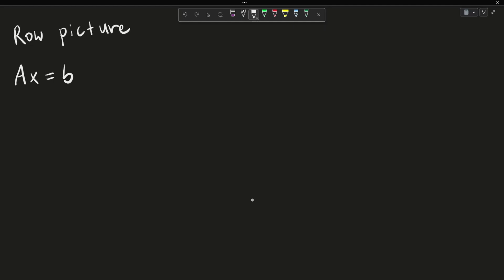Row picture allows us an interpretation to view the system AX equals B one row at a time. And so what row picture aims to do is be viewed as a series of intersecting lines and planes. So generally we denote this as, for example, A11 times x1 plus A12 times x2 for all values in A and X, so A1n xn equals B1. So this is for the first row in A for all the values in X and for the first row in B.